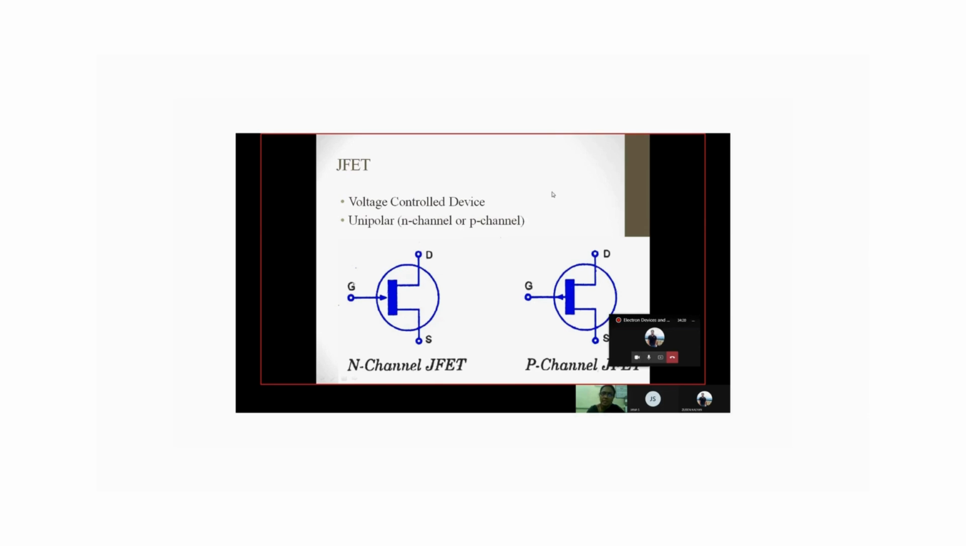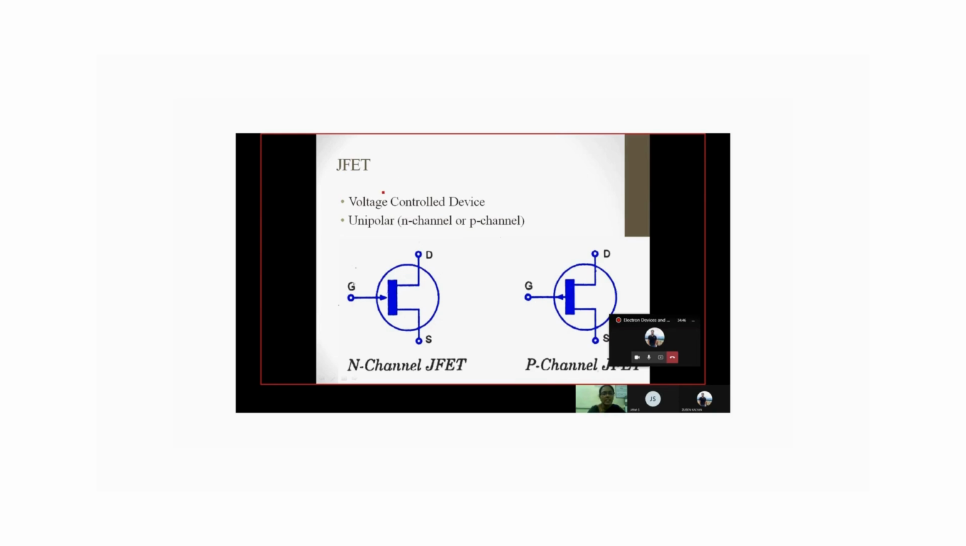In NPN, there are more electrons, so the majority carriers are electrons and the minority carriers are holes. Minority carrier current is also there, and majority carrier current is also there. But in a PNP transistor, holes are the majority carriers, so the current conduction is mainly due to holes. Majority carriers are holes and minority carriers are electrons in a PNP transistor.